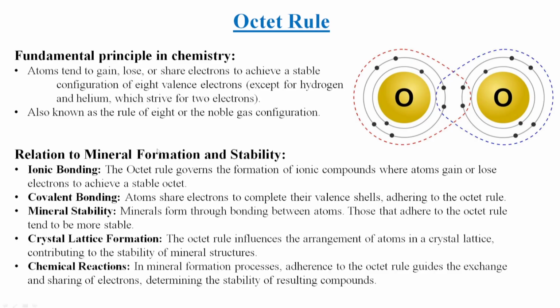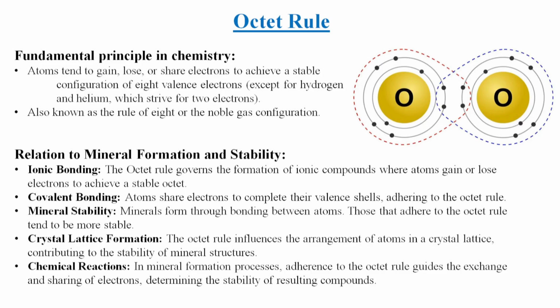It is also important in crystal lattice formation. The octet rule influences the arrangement of atoms, like we have seen that electrons get shared, and that is why they can also contribute to the crystal lattice, so that your mineral reaches a stable configuration. It is also important in chemical reactions in mineral formation processes, where adherence to the octet rule guides the exchange and sharing of electrons. So when two different elements or two different compounds are reacting with one another, they will always try to achieve this octet state, and that will govern the stability of these compounds. Again, we are also referring to minerals.